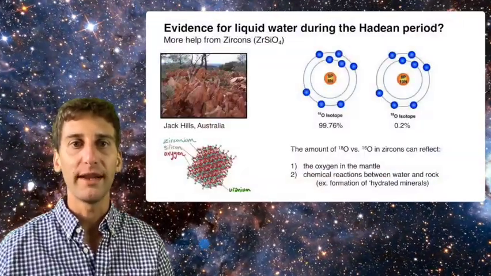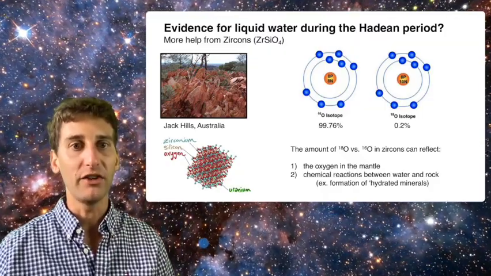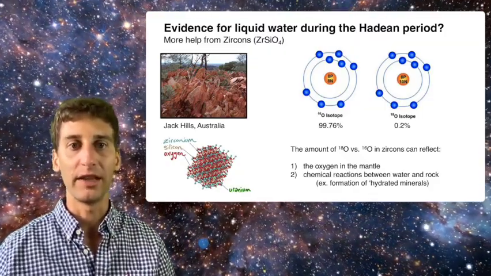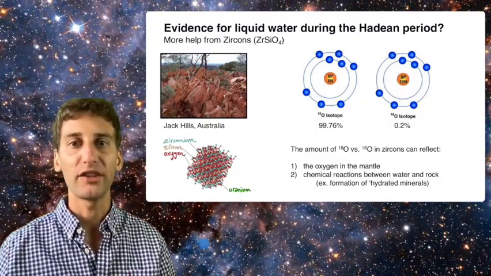So the last question we can ask is, when did Earth's water arrive? And to do this, we need to go back to the Jack Hills, back to the zircons that are our best time capsule of the early Earth. What we'll do now is look at oxygen isotopes.